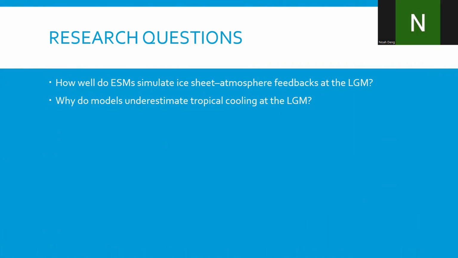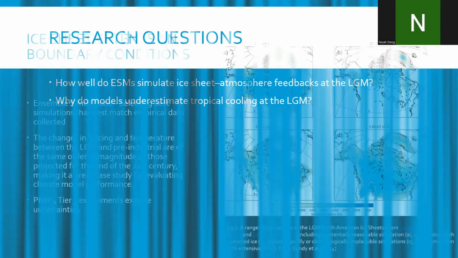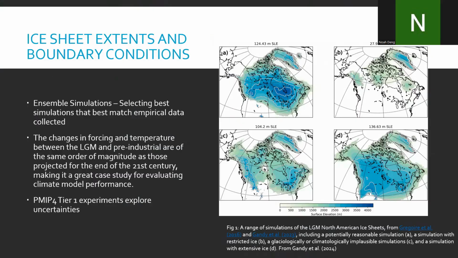And with that, we first move on to ensemble simulations and ice sheets. With ensemble simulations, the selected simulations are those that best match the empirical data collected. As you can see on the screen, Figure 1 here from Gandy et al.'s 2024 report shows the reconstructed North American ice sheets at the LGM.